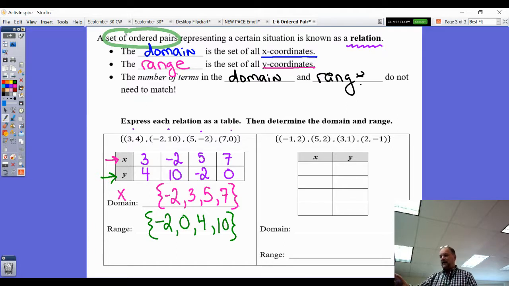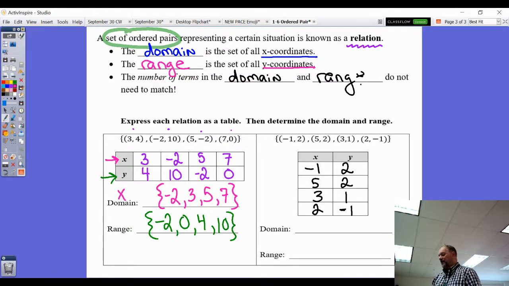Okay, so I want you to go ahead and press pause here in a second, and I want you to do the very same thing with the second group of numbers. The only difference is this table goes up and down, not left and right. So go ahead and pause, put in that information, and see if it matches up with mine. Alrighty, so the first point is (-1, 2). Then we have (5, 2), and (3, 1), and (2, -1).